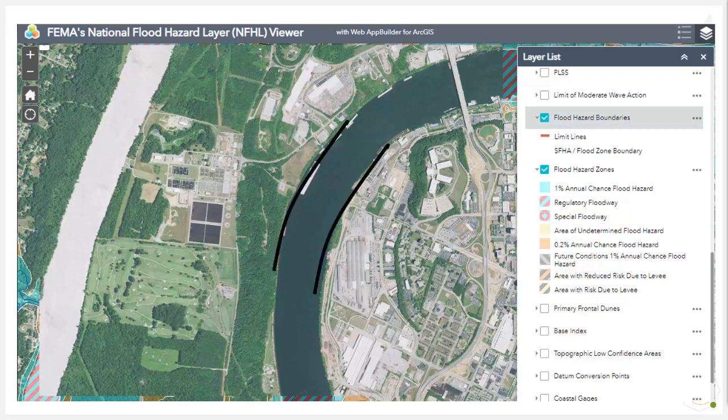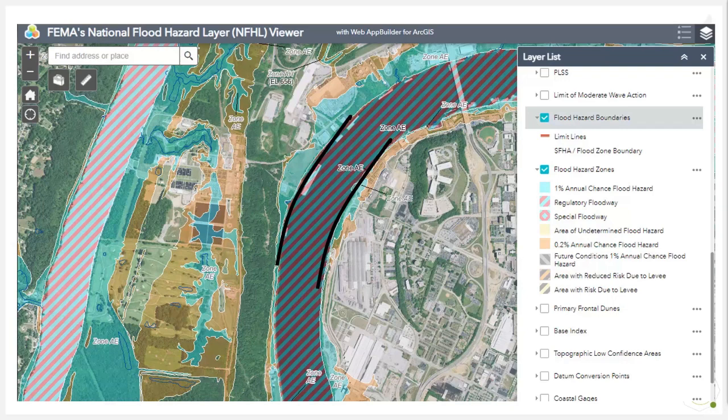The channel here is a regulated floodway, and the colors correspond to flood risk and probability. The blue swath around the rivers represents the area with a 1% annual chance of flooding. And the orange swath outside it has a 0.2% chance.